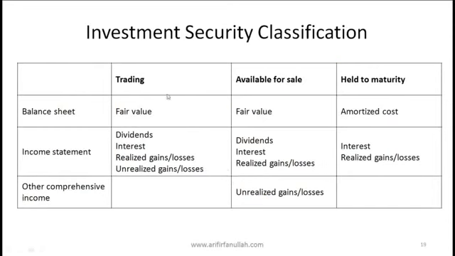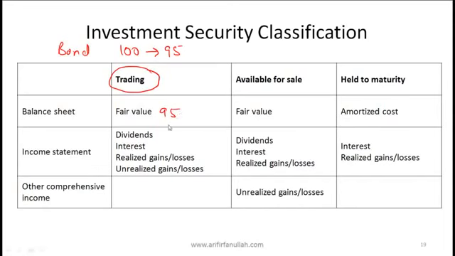Now, how do we deal with these securities on the balance sheet and income statement? As already mentioned, there are three possible classifications. So let's say that you buy a bond, and if the bond is classified as a trading security, then on the balance sheet it must be shown at fair value. So if you bought the bond for 100 and it's now trading at 95, on the balance sheet you need to show it at 95.